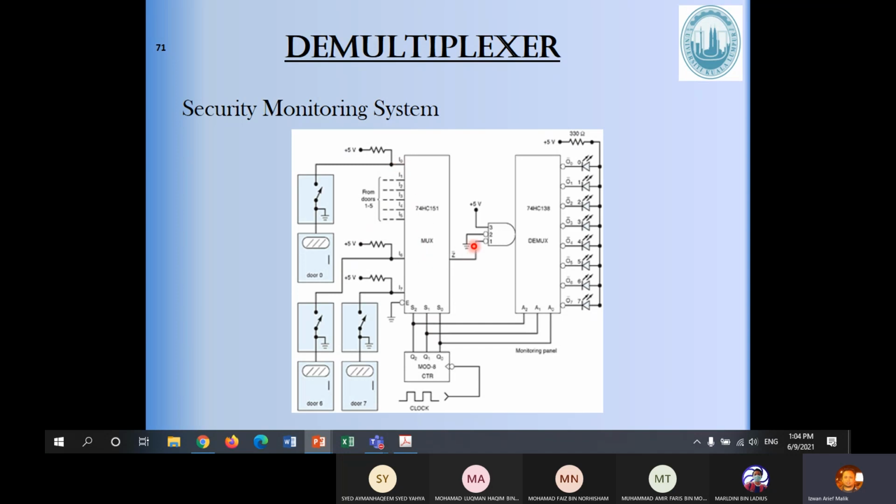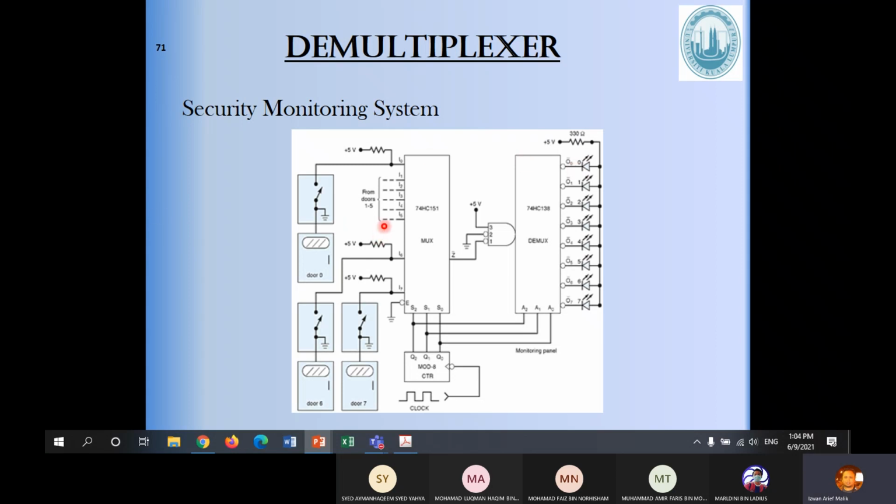So output ni akan diterima oleh gate ni, yang mana dia akan standardizekan dia punya output supaya boleh diterima oleh input demarks. So input demarks ni akan terima input daripada door first tadi. Di sini dia tulis door 0, door yang pertama lah. Door yang pertama terbuka. So dekat panel safety kita tu, dia akan menyala dekat sini. So demarks ni hantar, okay, pintu ni nyala. So bila kita tengok, kita tahu, oh, bila LED ni menyala, maksudnya pintu 1 yang sedang terbuka.